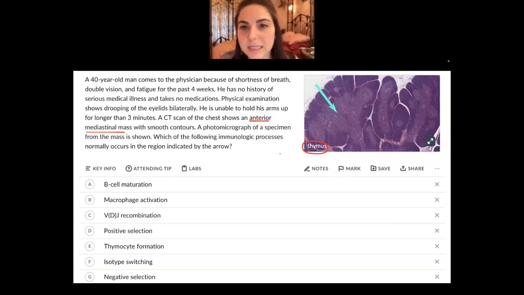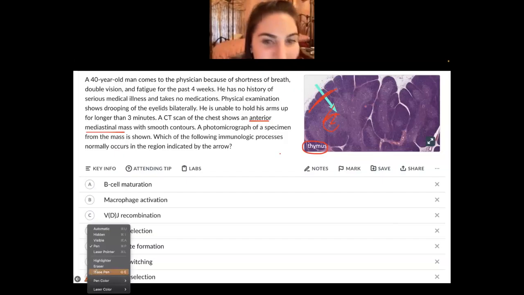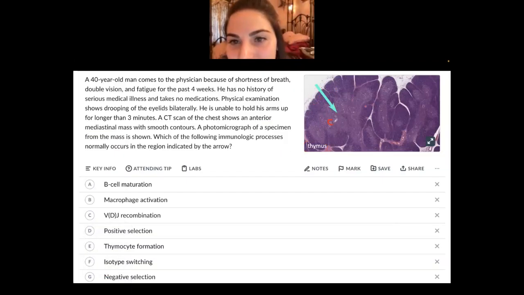So with this process, this arrow is pointing to the medulla. The cortex is out here, the medulla is in here. Remember, here are your Hassall's corpuscles in here. So we know that this must be the medulla. I know it's really tiny, but that's your medulla. So this is going to be negative selection. Remember, positive selection is in your cortex.